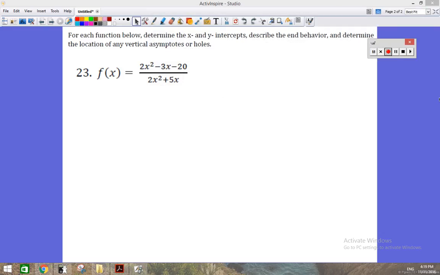We're looking at review problems for our Skill 4 packet, which is polynomial functions and rational functions. And here we're given a rational function, and they've asked us to find a whole list of things. To find the x-intercept, we let y equal 0. So we need to begin with factoring both the numerator and denominator.